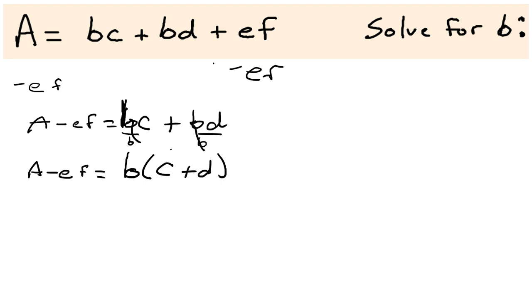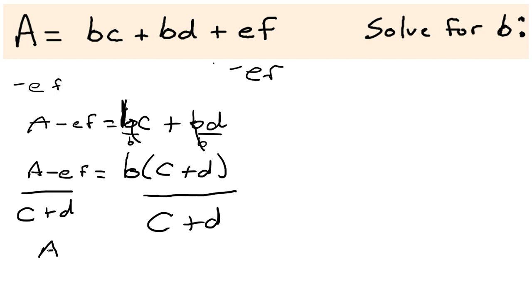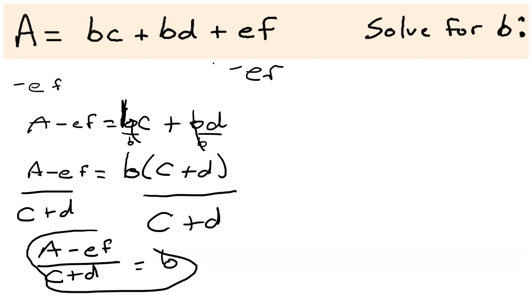Okay, so now just like that last problem, now I'm trying to get this B by itself. So I turn two B's into one by factoring it out. Now I'm going to divide both sides by C plus D. Again, I'm not doing any math here. I'm just showing what I would do if I knew what these variables were. A minus E times F all over C plus D is equal to B. And I now have B by itself, and that's my answer. A minus EF all over C plus D is equal to B.